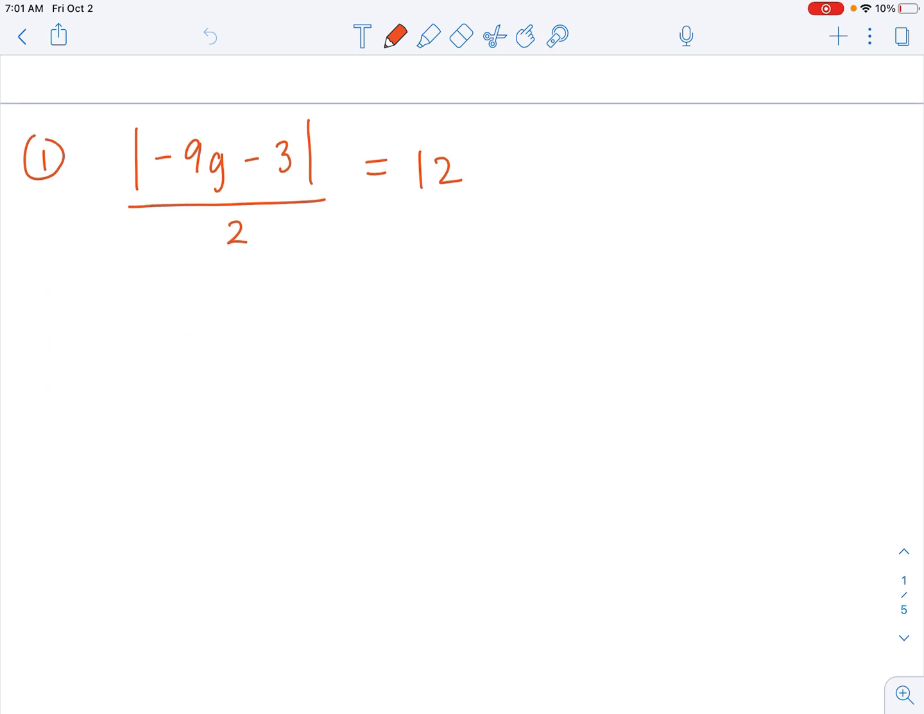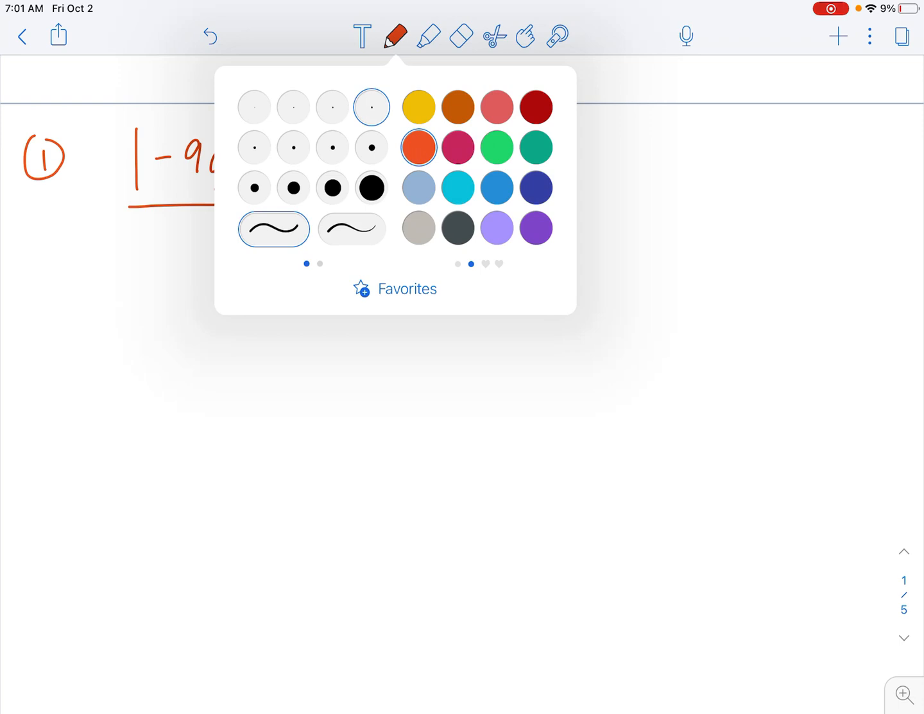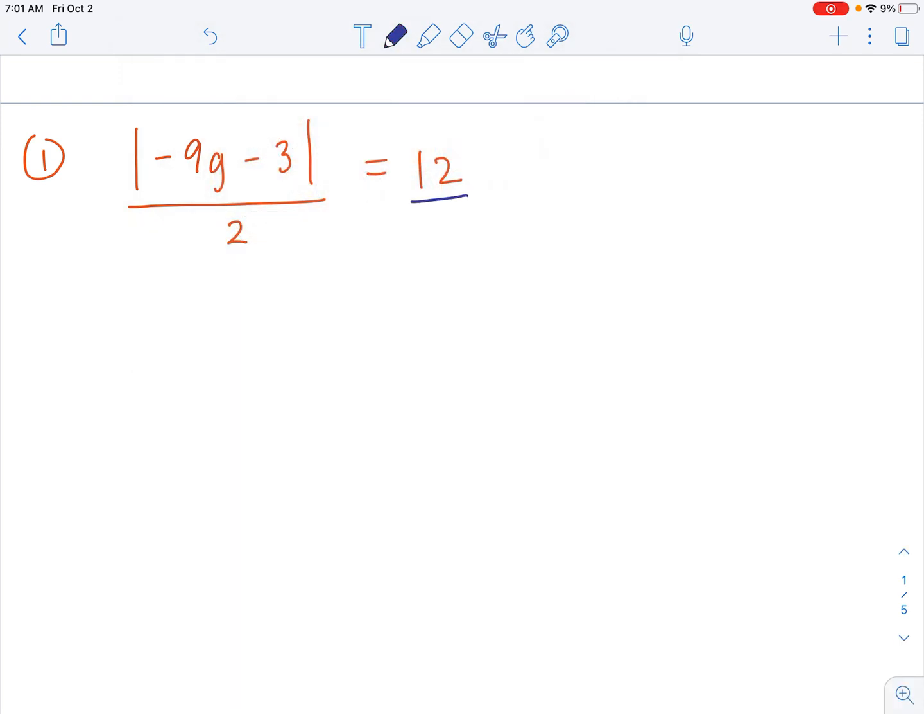For the first one here, what we're going to do is we first need to isolate what's in absolute value. So we see right here, this is what's in absolute value. This is what we have to get by itself before we do anything else, before we make any cases. So we see that the absolute value of the problem is being divided by 2. 2 is what's outside of absolute value, and it's being divided. So to undo division, we know we need to use multiplication. One variation of multiplication that I can use if I put the 12 over 1 is cross multiplication.